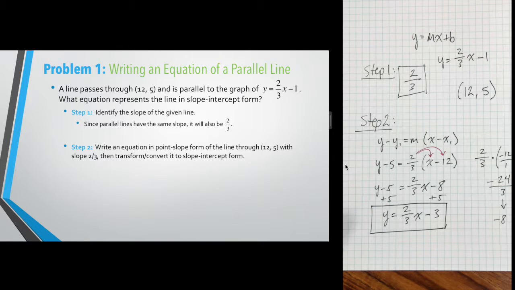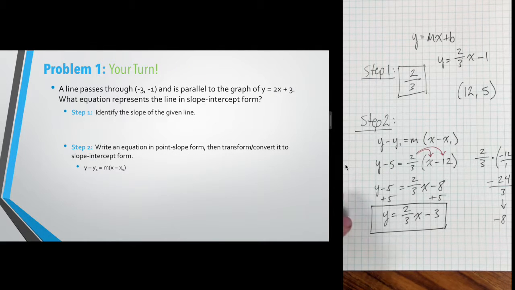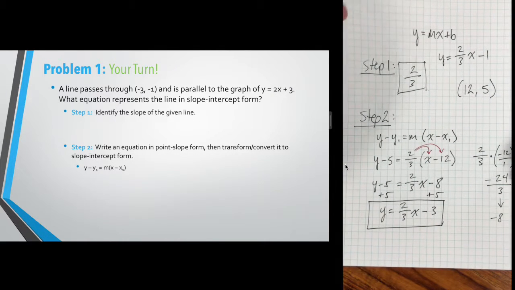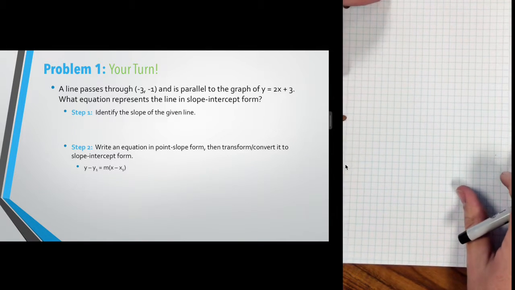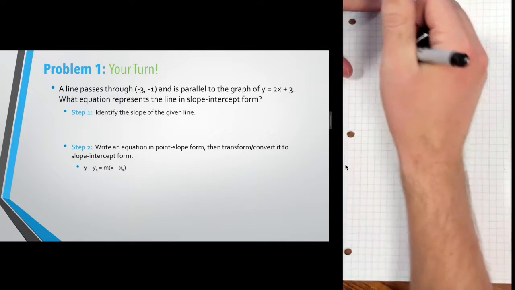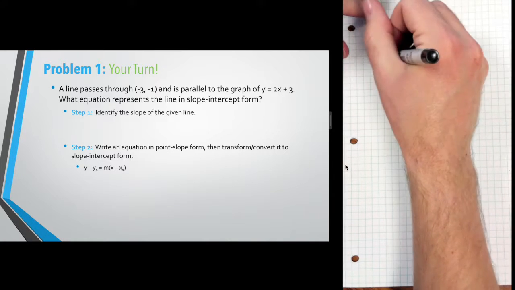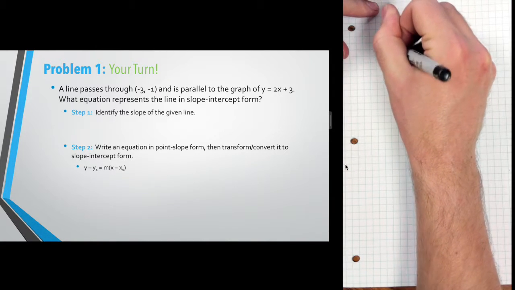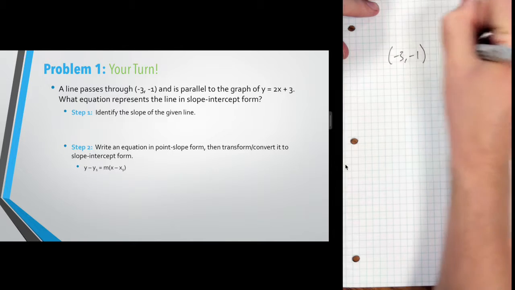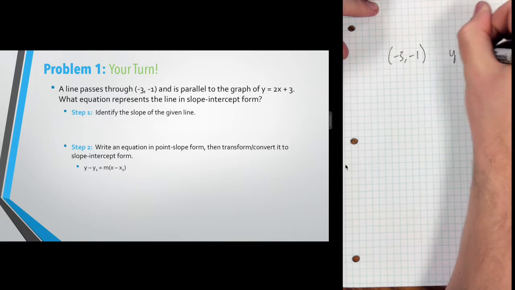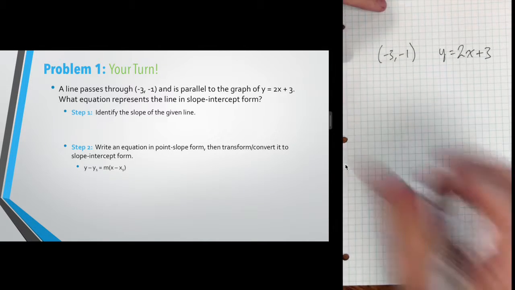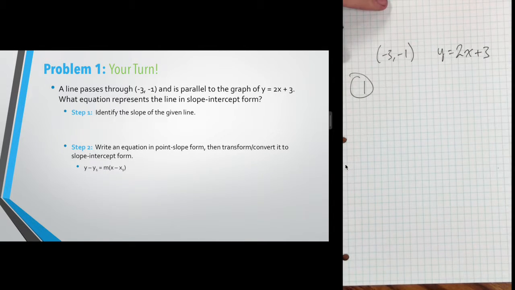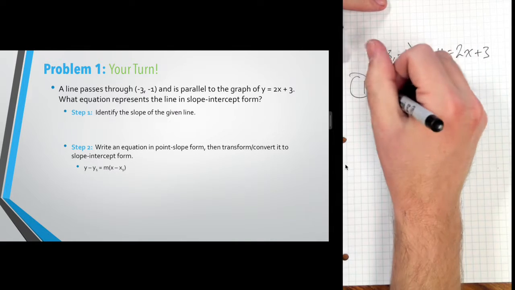So, what I'd like you to do is, I know this is a lot, but I'd like you to go ahead and give this one a try. So give it a try and then we'll look at it. So step 1 is we need to identify the slope of the given equation. So here's the point. The point is (-3, -1). And the equation is y equals 2x plus 3. So step 1 says that we need to identify the slope. The slope is 2.